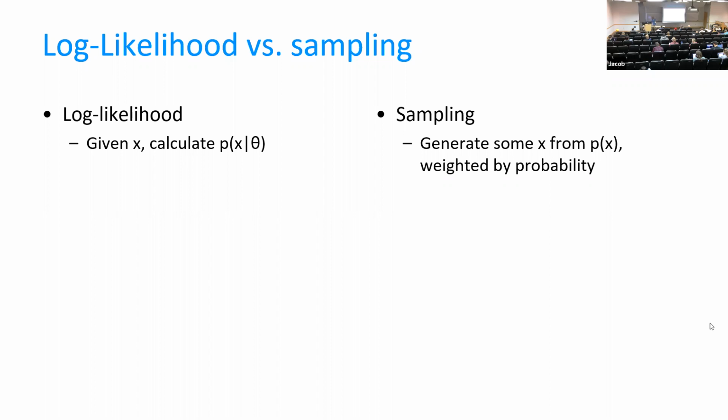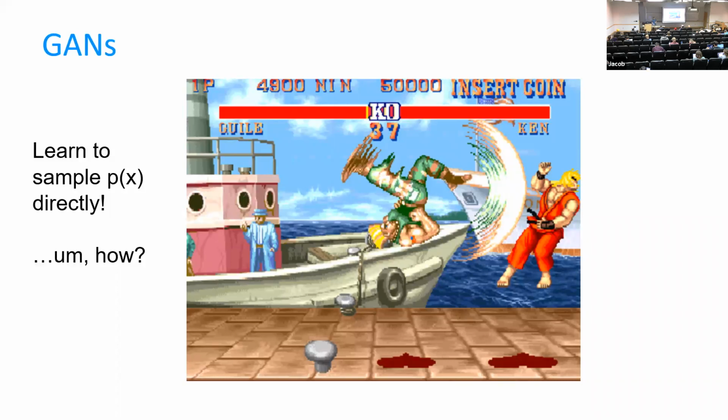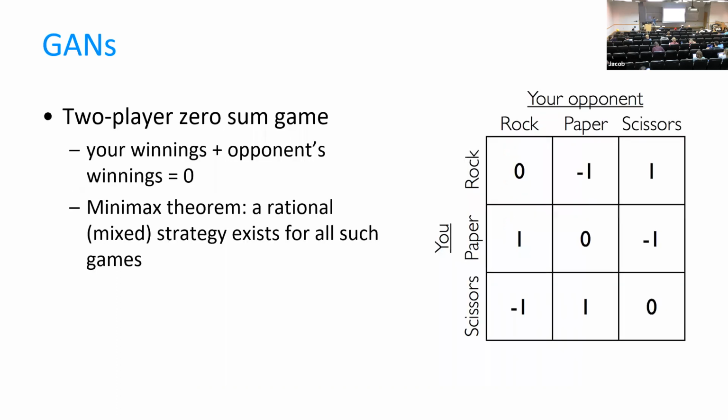Okay, so again, previous approaches to these generative models were able to calculate log likelihood by using maximum likelihood objectives, but it becomes pretty hard to sample images from these very high dimensional probability distributions. So the whole idea for GANs is that we want to sample directly without even knowing our probability density function, without knowing the log likelihood. And this is the setup.